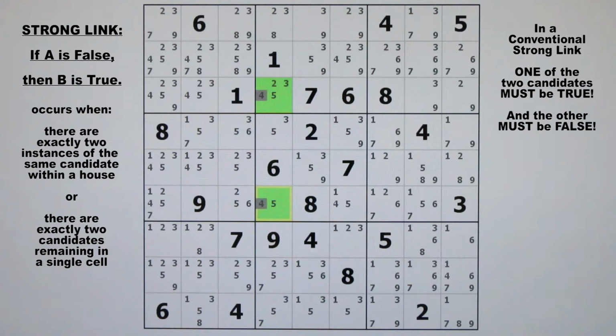Okay, now let's take a look at some columns, which are also houses. In column 4, we see that there are only 2 instances of candidate 4, here in row 3 and here in row 6. So those 2 4s are strongly linked. And here in column 2, we see that there are only 2 candidate 7s, in row 2 and in row 4. So those 2 7s are strongly linked in that house, in that column.